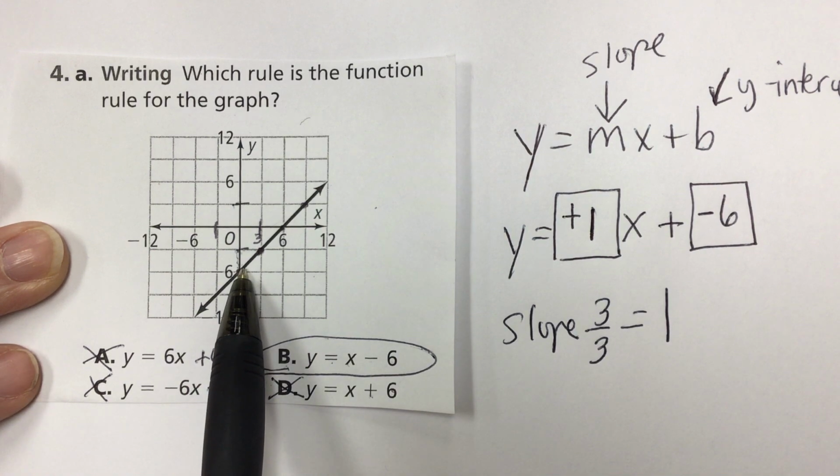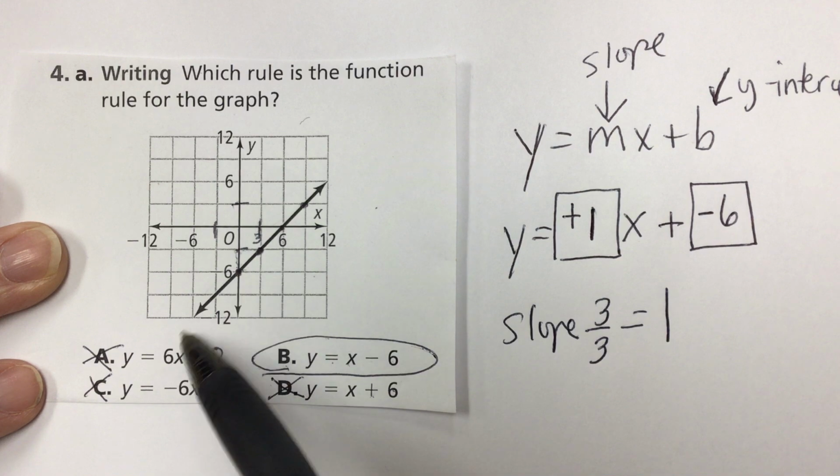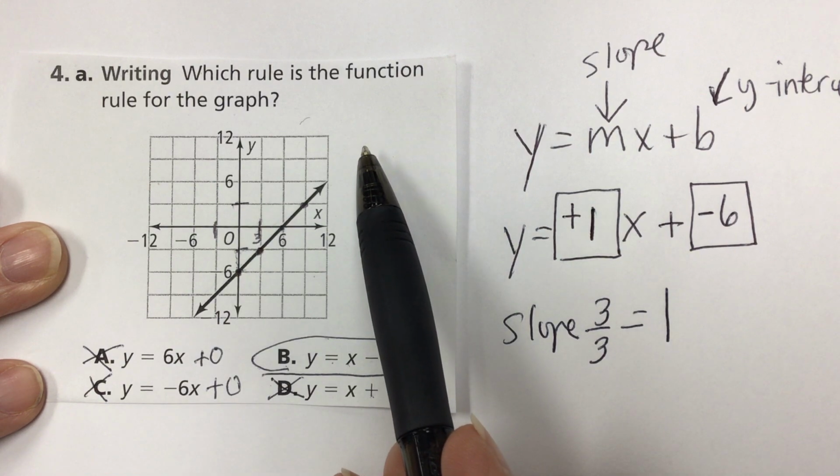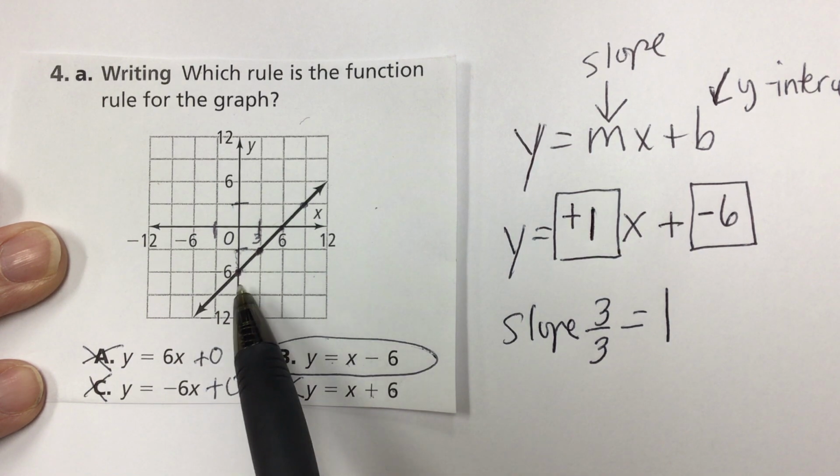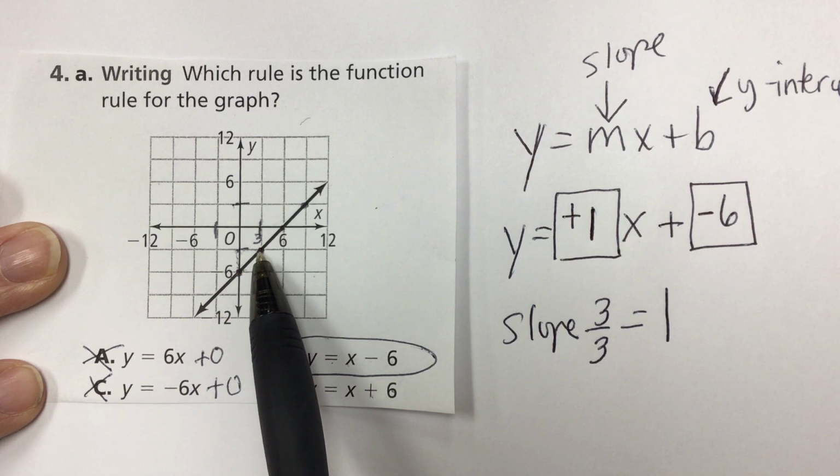Look at your y-intercept. Also take into consideration this line had a positive slope. And then look at your slope. What is your rise? What is your run from your y-intercept to the next perfect point?